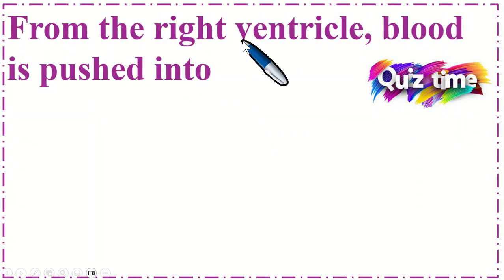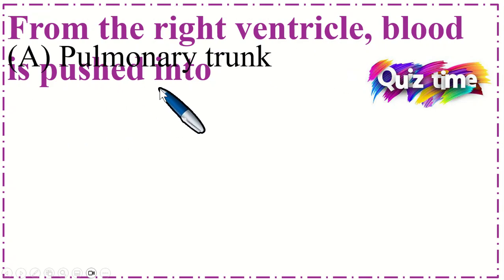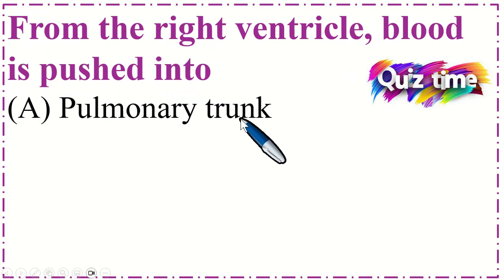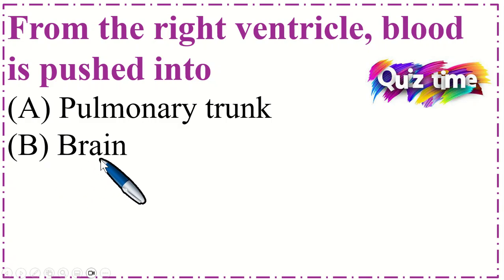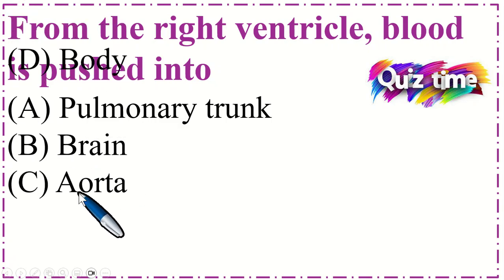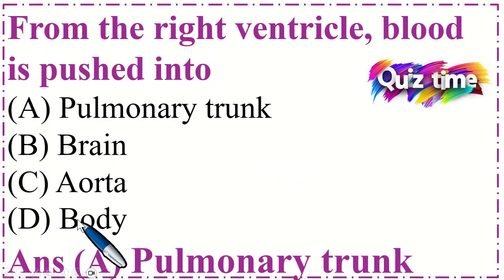From the right ventricle, blood is pushed into option A pulmonary trunk, B brain, C aorta, D body. Correct option is A pulmonary trunk.